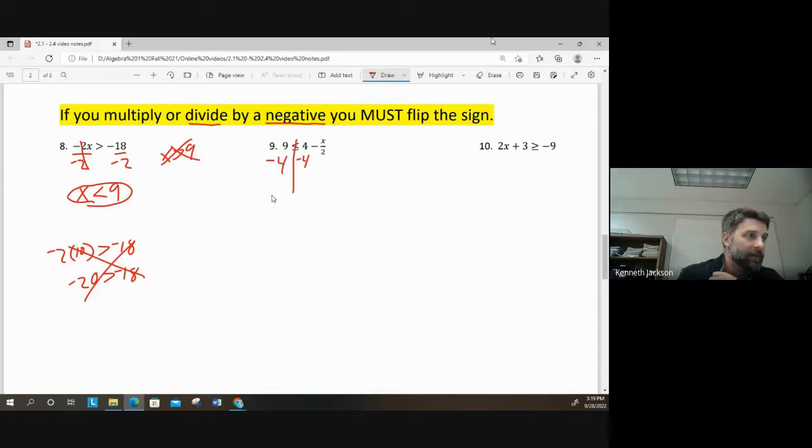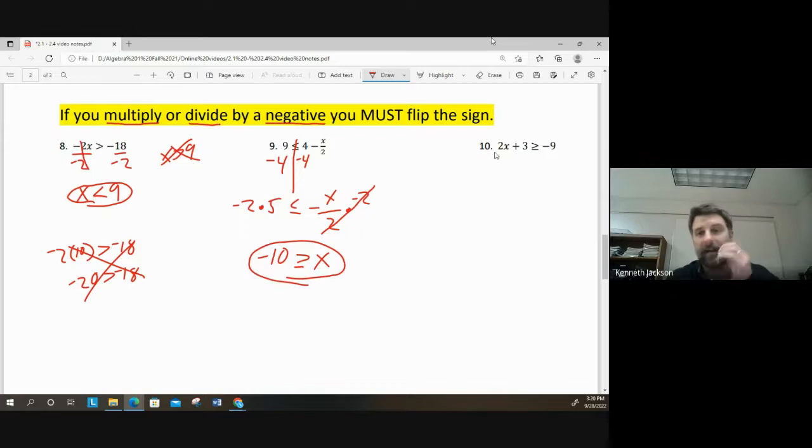On number 9, to get rid of a plus 4, you can subtract. To get rid of a divide by negative 2, I can multiply by negative 2. So that would be negative 10. And again, if I multiply by a negative, I have to take the sign and flip it around. So if you multiply or divide by a negative, flip the sign around.